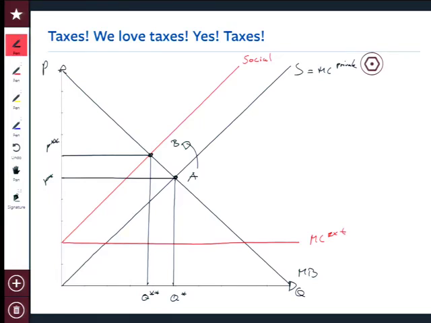But what he said is, well, if you want them to produce this, just make sure that the new supply curve looks exactly like the social marginal cost curve. So just charge a tax, and let that tax be big enough so that the supply curve shifts up exactly to the new social marginal cost curve. So this is now the firm's marginal cost aggregated across all firms plus the tax.